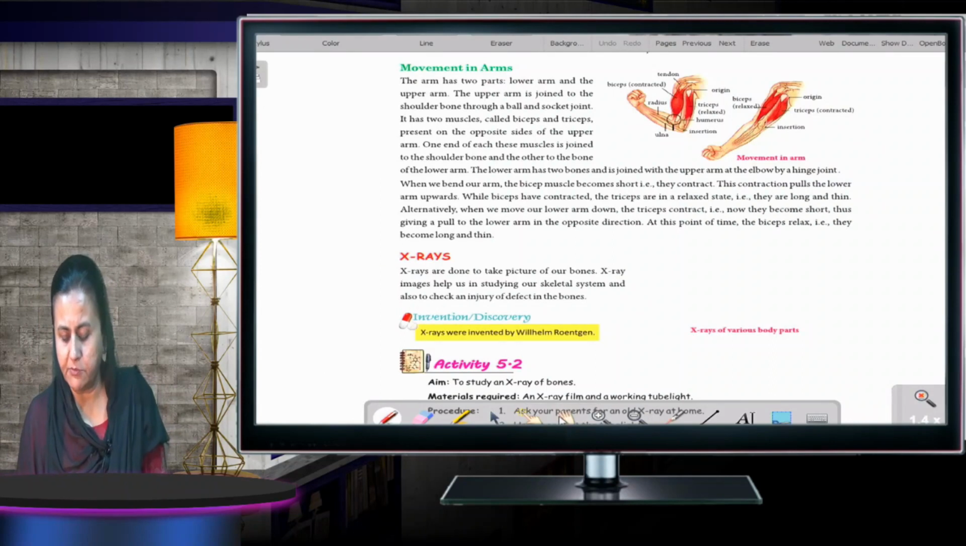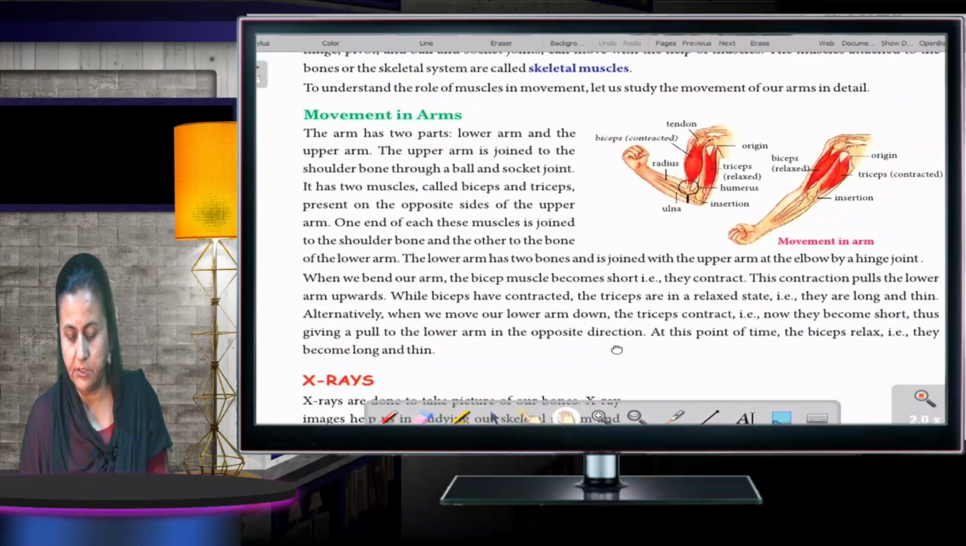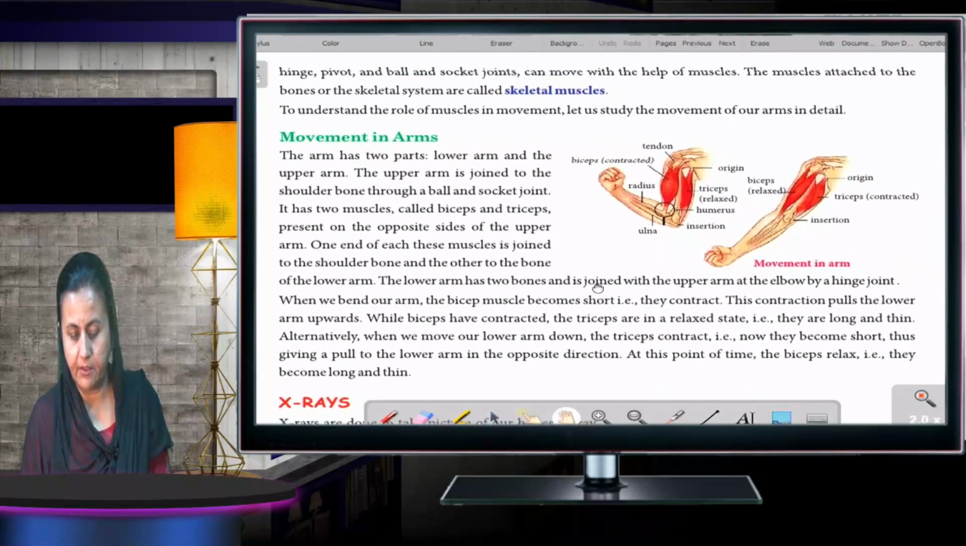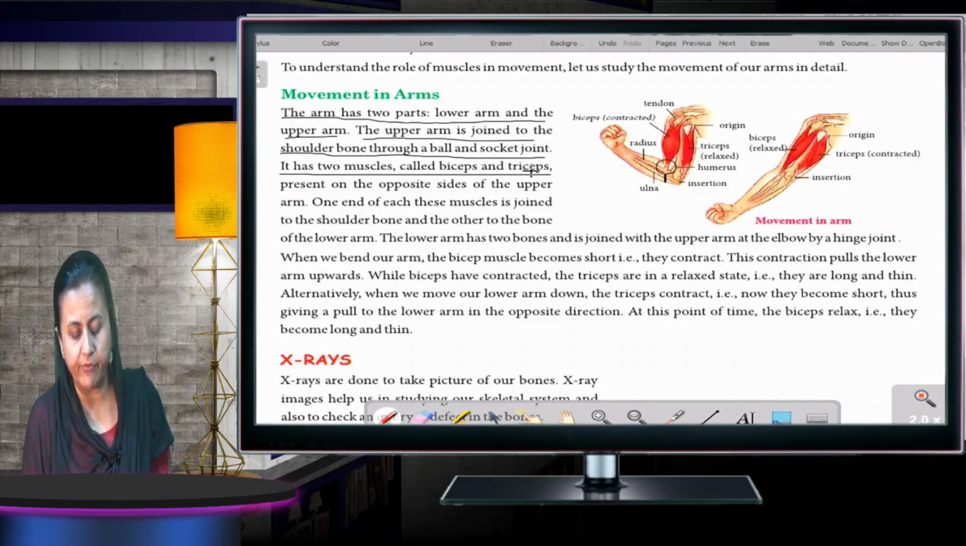Now, how is movement done in arms? Here you can see on your screen also. The arm has two parts, the lower arm and the upper arm. The upper arm is joined to the shoulder bone through a ball and socket joint, and it has two muscles called the biceps and triceps.